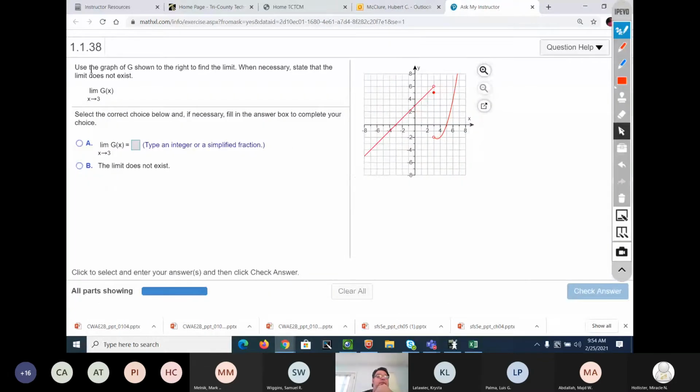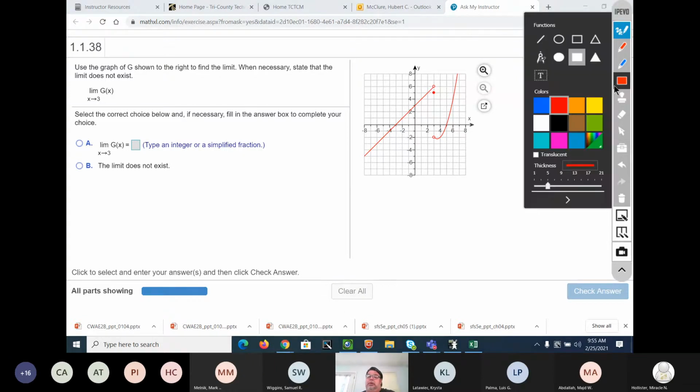All right, use the graph. Now does this one approach either side? No, this one is approaching from both sides. As x approaches 3, we're going to come from the left and we're going to come from the right. So here I go. I'm going to take my handy dandy cursor. What's happening when I approach 3? I'm going to draw a line at 3. I'm going to take my translucent line and make it yellow.